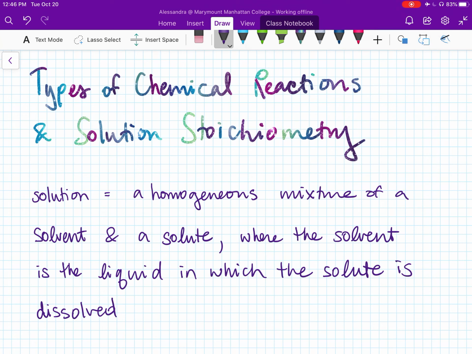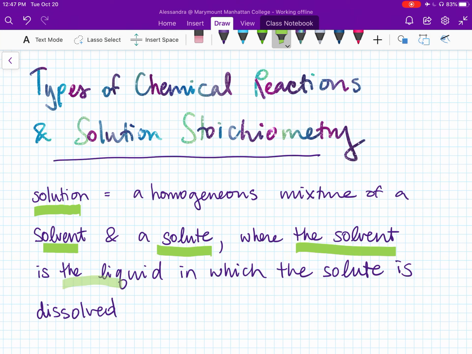All right, this chapter is going to focus on different types of chemical reactions and stoichiometry as it pertains particularly to solutions. So before we get into it, we need to define what a solution means. A solution is a homogeneous mixture. So to the naked eye, it just all looks like one liquid. And it contains a solvent and a solute.